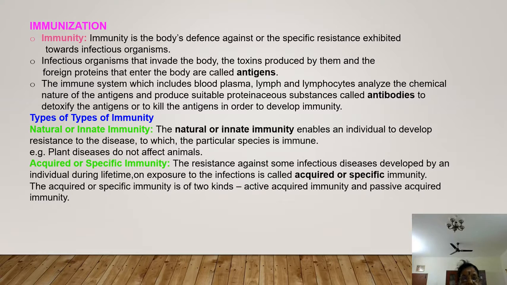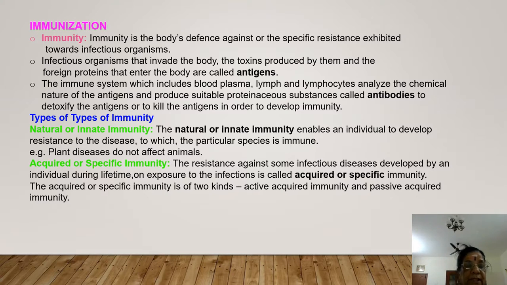So I repeat, the immune system, which includes blood plasma, lymph and lymphocytes, analyzes the chemical nature of the antigens and produces suitable proteinaceous substances called antibodies to detoxify the antigens or to kill the antigens in order to develop immunity. Okay, so under this immunity heading, you should know the definition of antigens and antibodies.